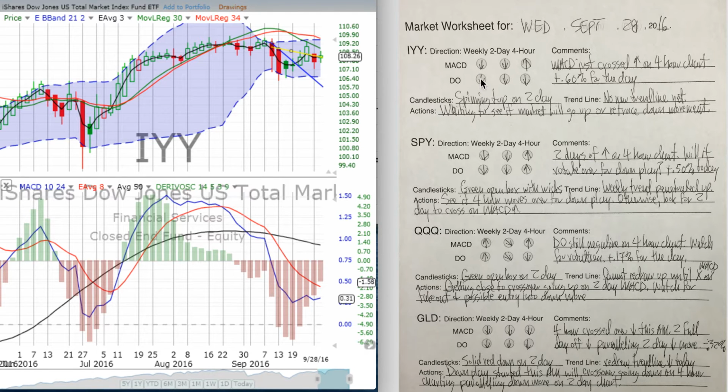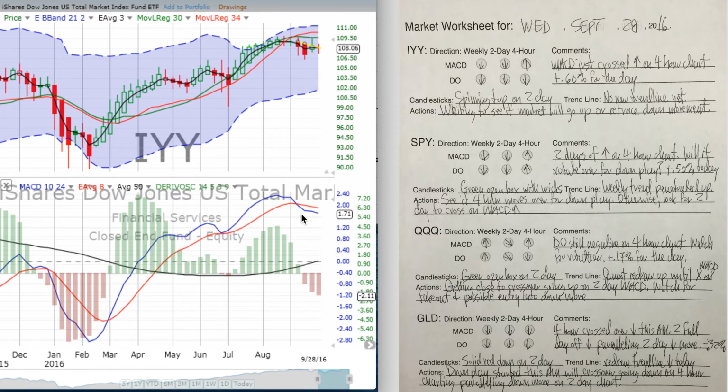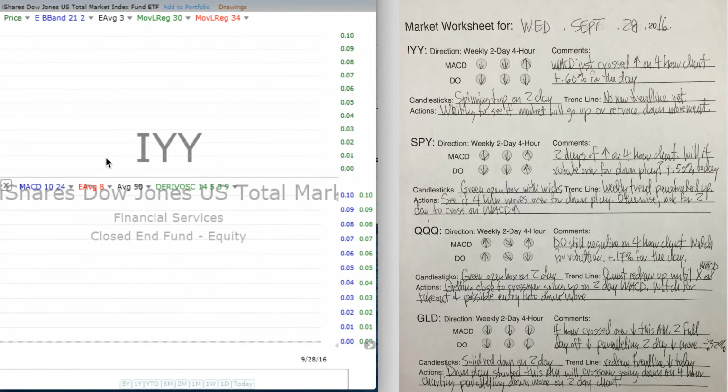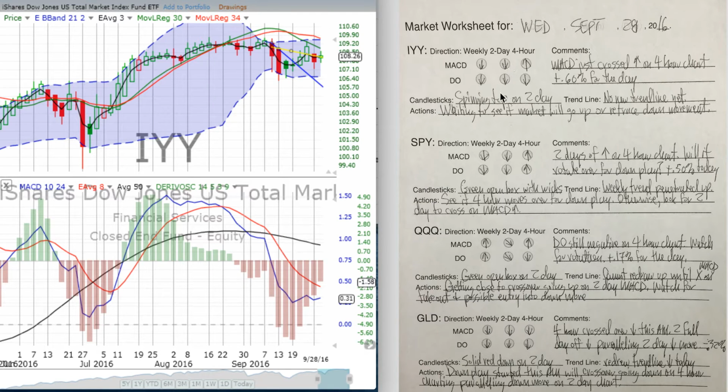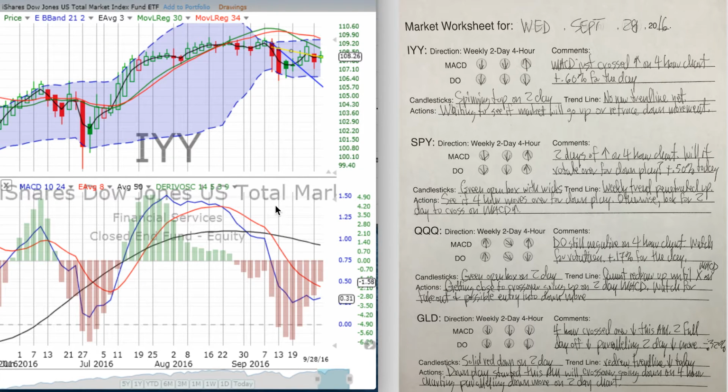Currently, I have down arrows for the weekly movement. Why? Because on the weekly chart, it is currently trending down. We had a crossover going down on the MACD, and the derivative oscillator is currently down. So we have 2 down arrows. Now, if we look at the 2-day chart, we also have down arrows there. It crossed over way back on the 24th of August going down, so we have down arrows there.